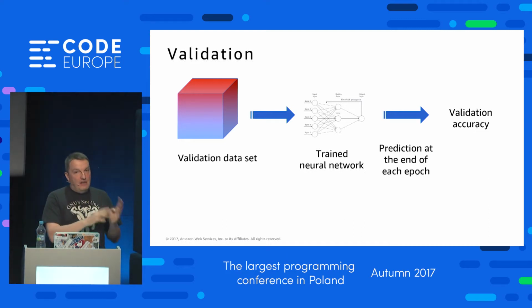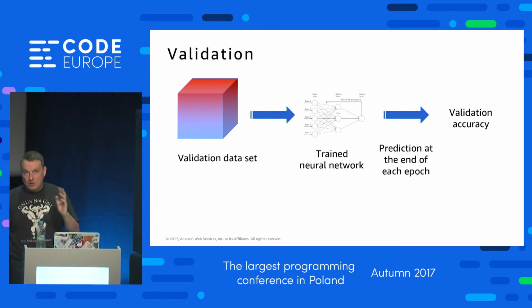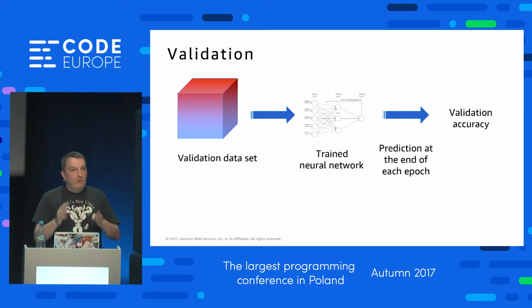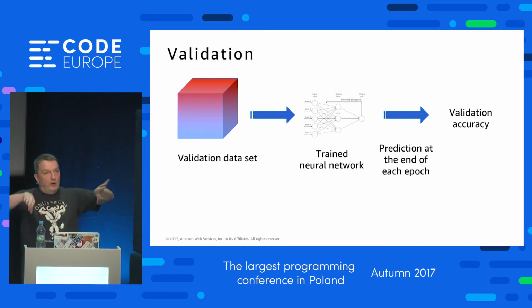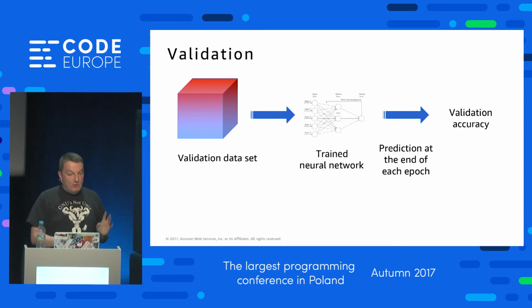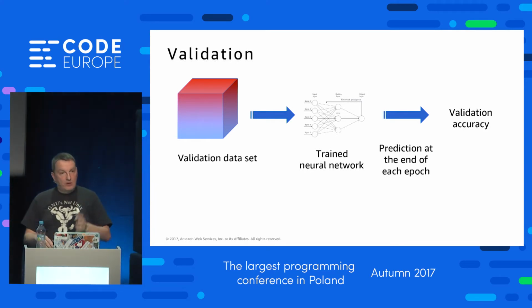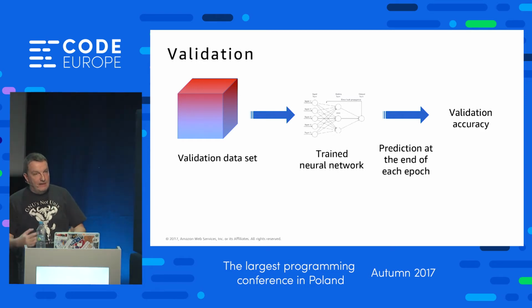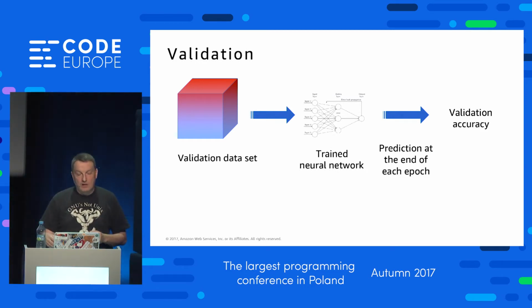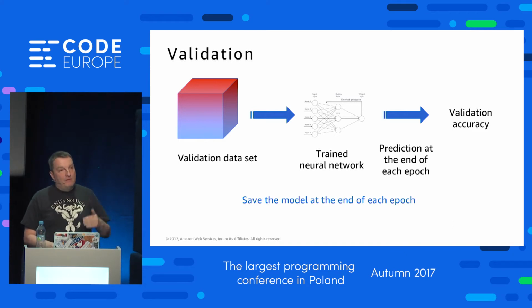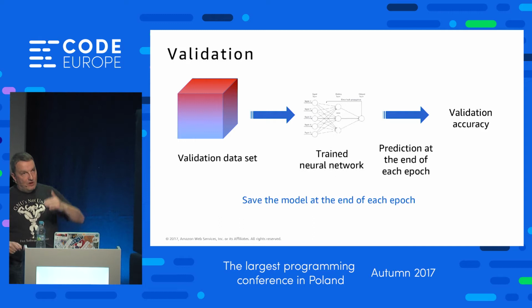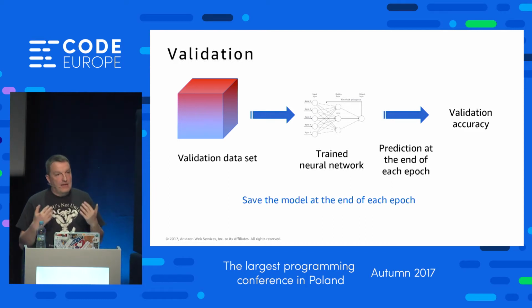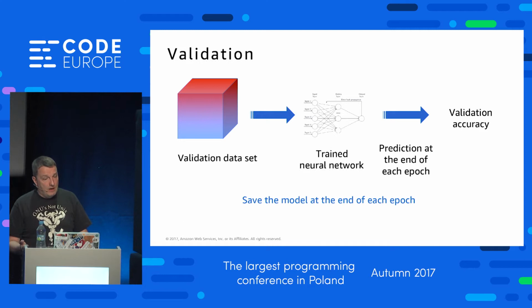That's called the validation data set. If you have been doing traditional machine learning, you're familiar with this. We split the data set between the training part and the validation part. So we take the validation data set, we push it through the network, and we measure performance. And we like to do that at the end of each epoch, and you will see why in a minute. And we save the model after each epoch. So after each epoch, we have this measure of how well my network predicts samples that it has not seen before.